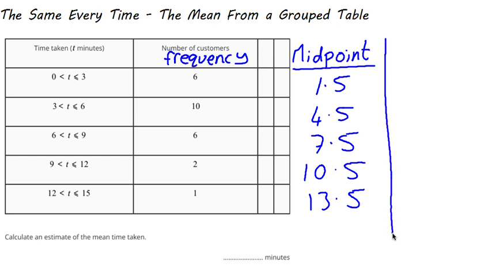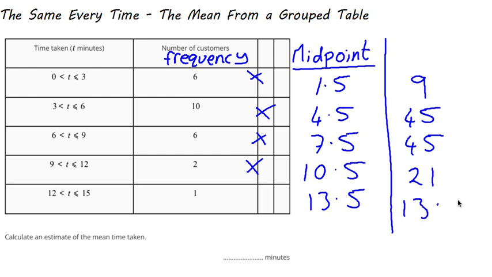The next thing that we have to do is frequency multiplied by midpoint. So 6 multiplied by 1.5 is 9. 10 multiplied by 4.5 is 45. 6 times 7.5 is also 45. And 2 times 10.5, 21. And 1 times 13.5 is 13.5. Calculator job really for this, isn't it? Use your calculator, but be extremely careful.